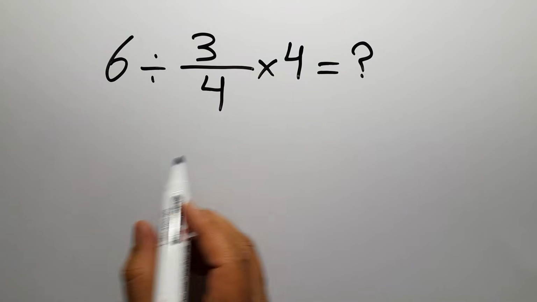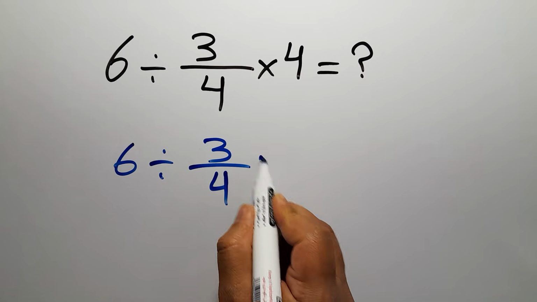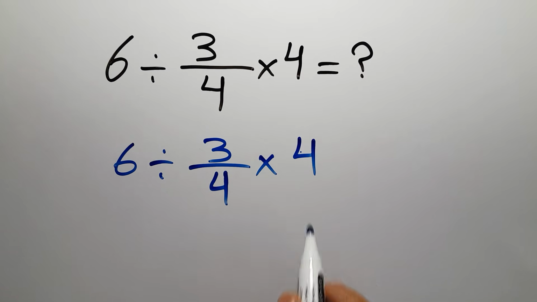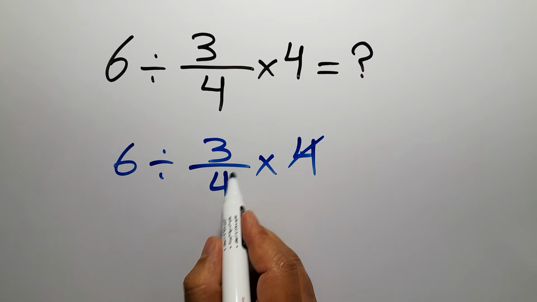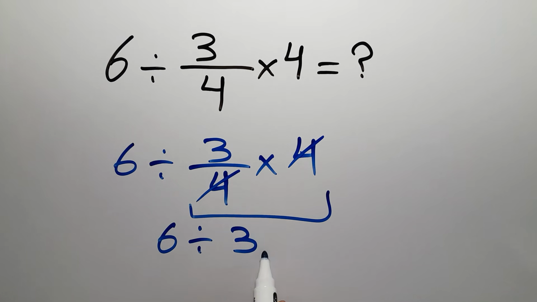6 divided by 3 over 4, then times 4. We can easily cancel this 4 and this 4. So we have here 3 and 6 divided by 3, which gives us just 2.